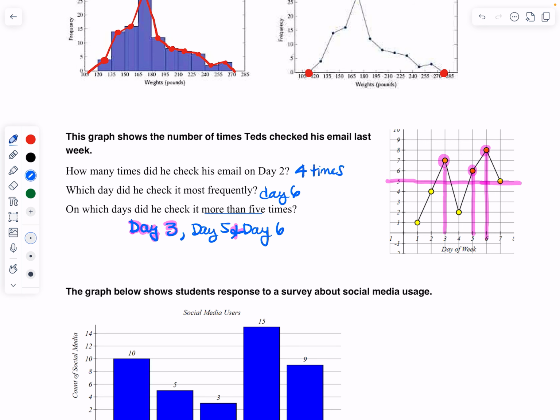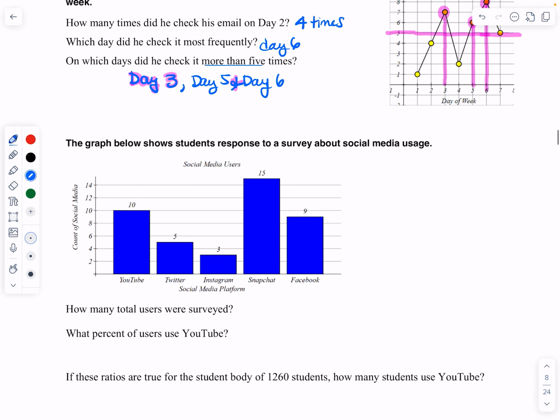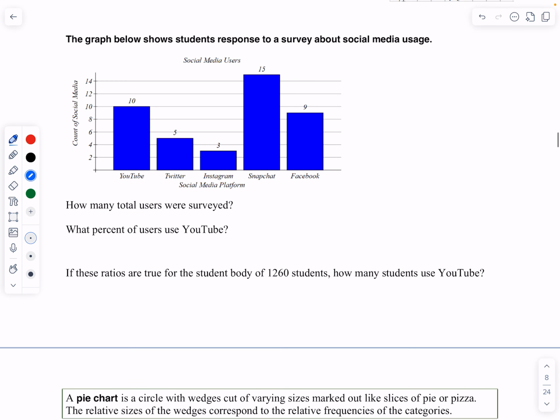All right. The graph below shows student response to a survey about social media usage. So we have YouTube, Twitter, Instagram, Snapchat, and Facebook. Guys, remember Twitter is now X. So just to let you know.